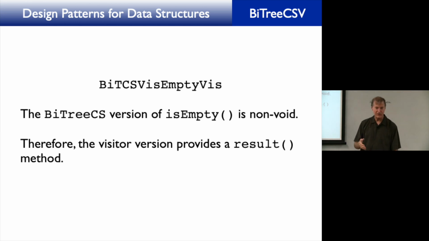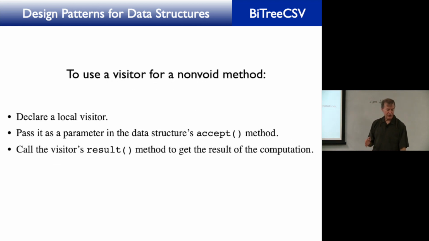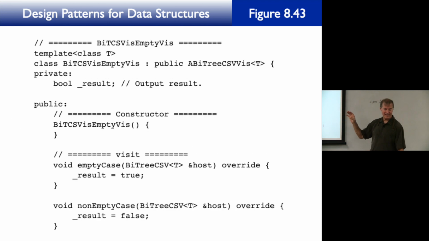Now, do you guys remember how this code is going to look? It's going to look identical to what we did before. So to use a visitor for a non-void method, you have to declare a local visitor. You pass it as a parameter in the data structure's accept method. You call the visitor's result method to get the result of the computation. So that's all. We've done this before. And here is the ByTreeCS is empty visitor.